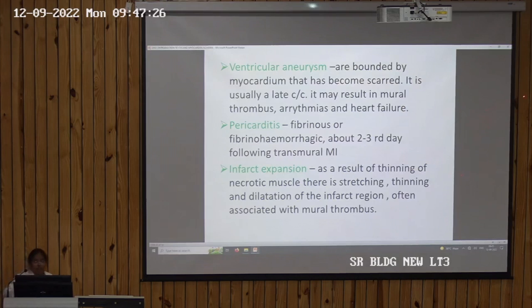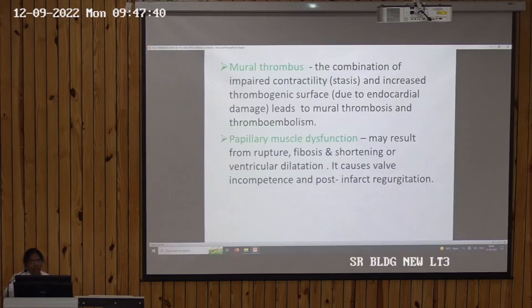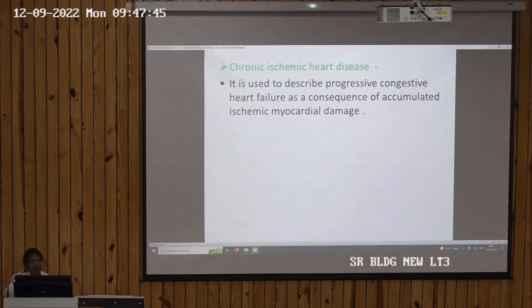Then ventricular aneurysm may occur, and the boundaries of the aneurysm will be the fibrosed ventricular muscles. There may be pericarditis, which is usually fibrinous or fibrinohemorrhagic, and the infarct may enlarge. Mural thrombus may occur, and there may be papillary muscle dysfunction. Now, chronic ischemic heart disease progresses to progressive congestive heart failure as a consequence of accumulated ischemic myocardial damage.